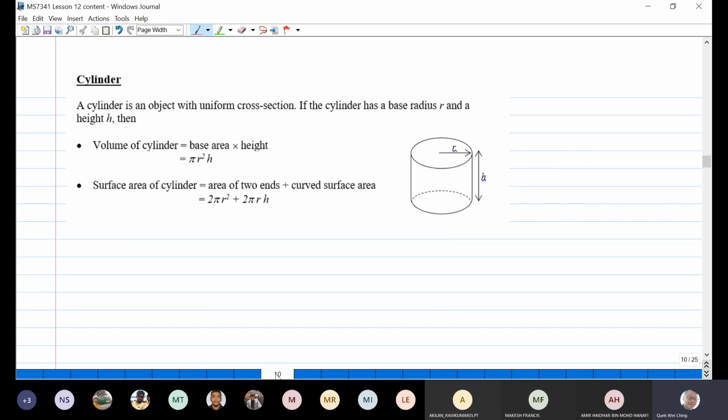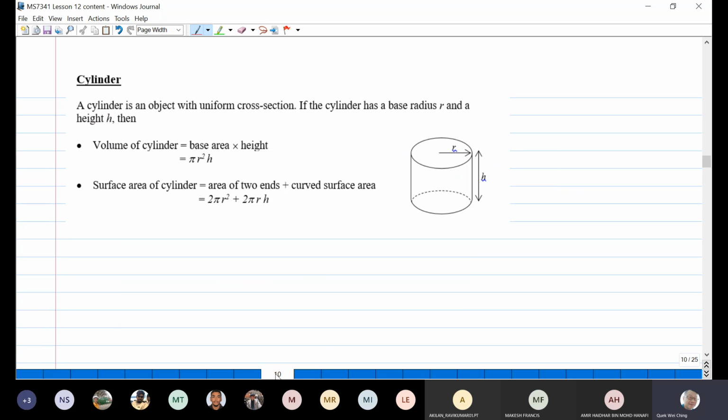Okay, so now we move on to the cylinder. A cylinder has a base that is a circle, with base radius R and height H here. So what is the volume of the cylinder? Always base area times height. So the base area is pi R square, so the volume is pi R square times height. This is quite common. I think a lot of people know this.